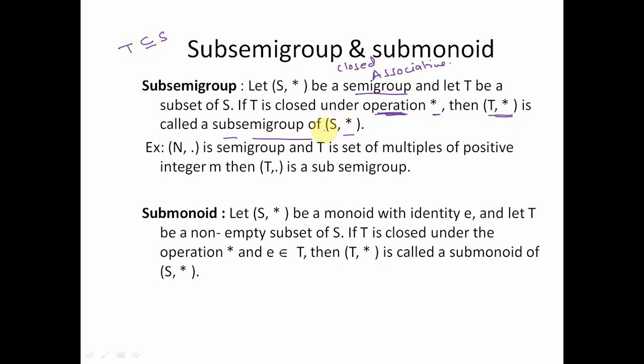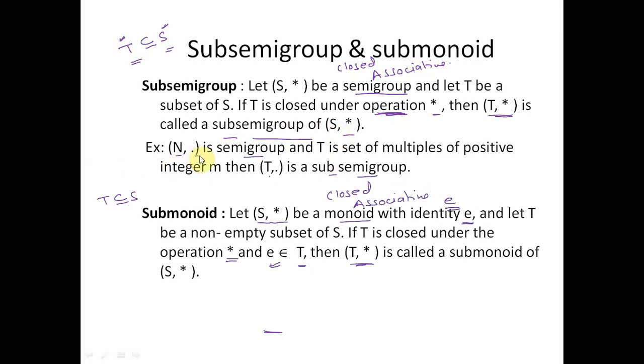Right? We do not need to check for associativity because the elements of T are actually the elements of S also. And if S is a semigroup, that means S is already associative. So we do not need to check for associativity in case of T. We just check that T comma star is closed. What it means is if I take any two elements from T and I perform the operation star, then the result will also be from T. So it will be called the sub semigroup of S.